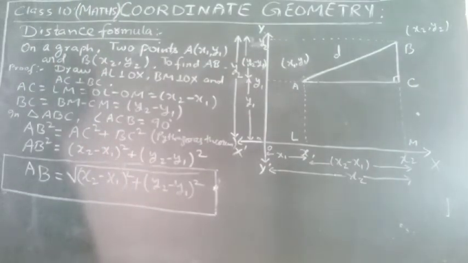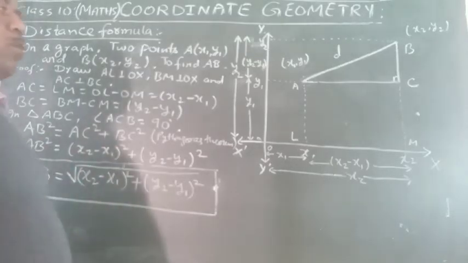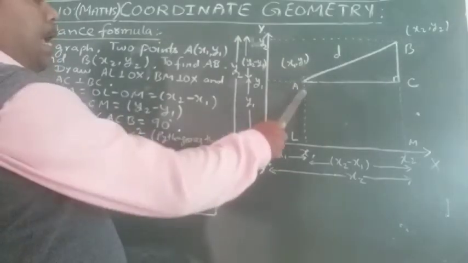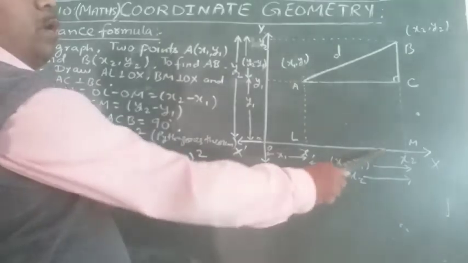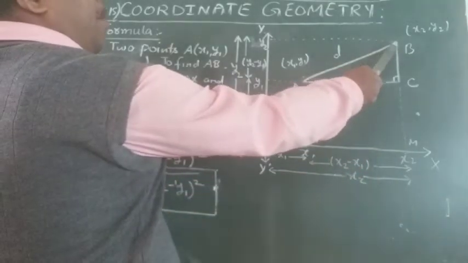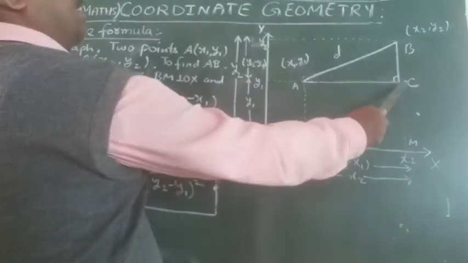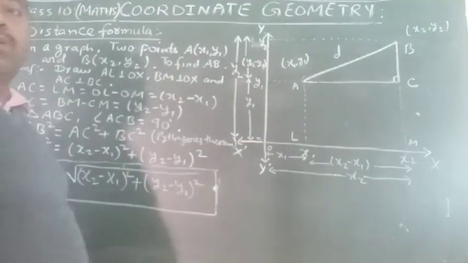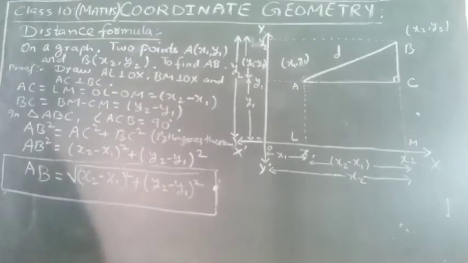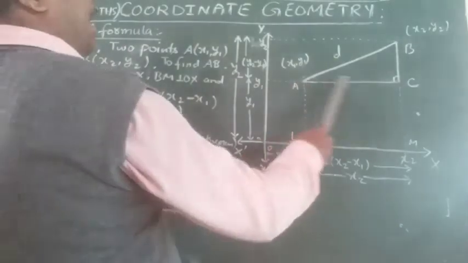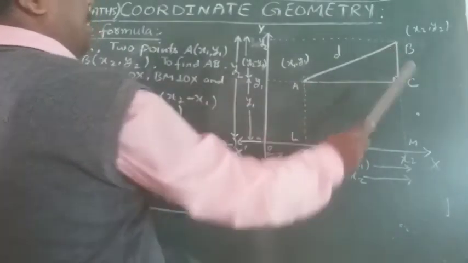How to calculate it? We have to do a construction. Draw AL perpendicular to the x-axis, draw BM perpendicular to the x-axis, and draw AC perpendicular to BC. Okay, so we get a right angle triangle ACB, where angle C is 90 degrees.